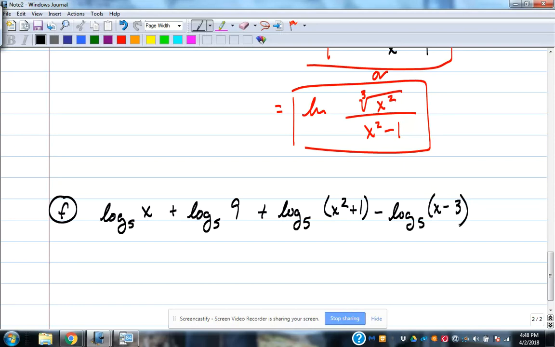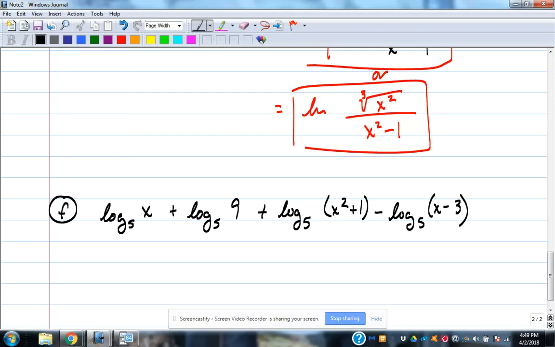All right, so all log base 5s. Everybody's a log base 5. So we've got log base 5 of x plus log base 5 of 9 plus log base 5 of x squared plus 1 minus log base 5 of x minus 3. What all is going on here? Confusion. There's a lot of stuff. There's going to be what? Some multiplication, some dividing, right? Which ones are multiplying together? All the pluses, right? So the x, the 9, and the x squared plus 1, they're all multiplying together.